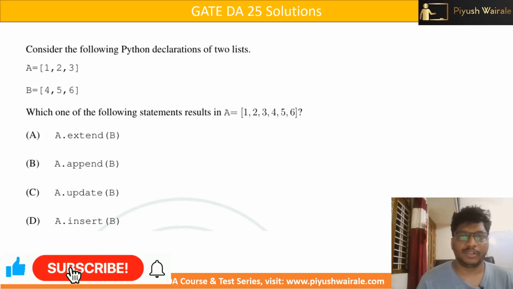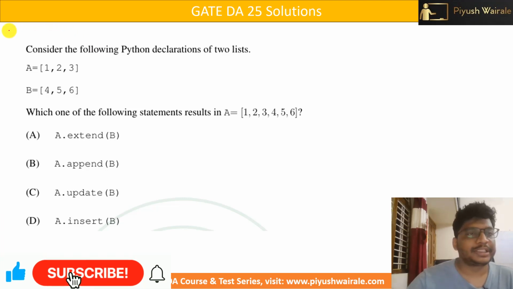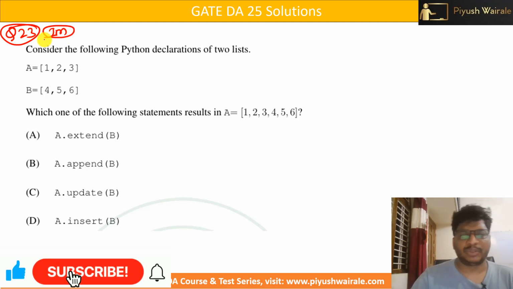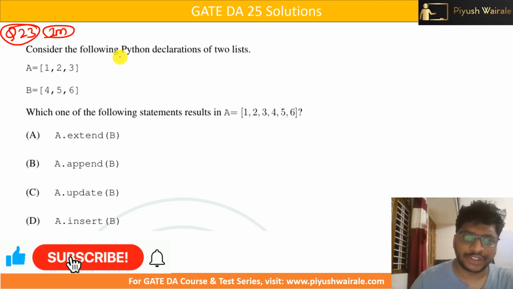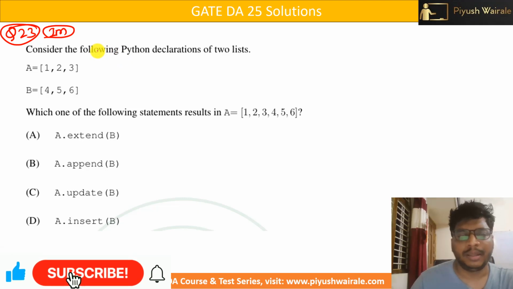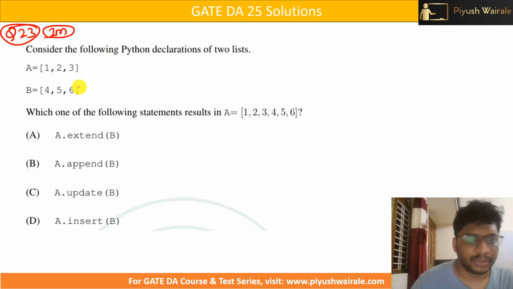Hello everyone. In this video, we are going to discuss question number 23 of the GATE DA25 exam, which was asked for 1 mark. It's a simple question based on a Python function, but many students are not able to solve it because they don't know exactly what this function does.